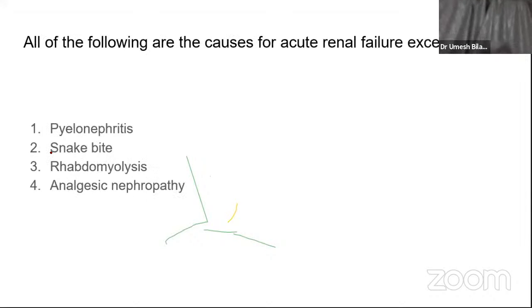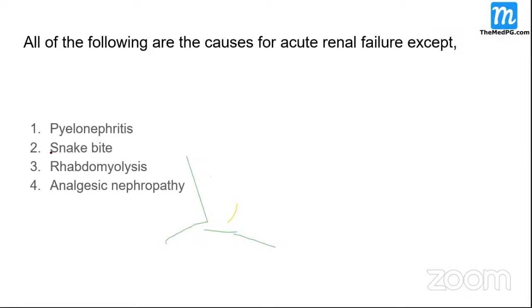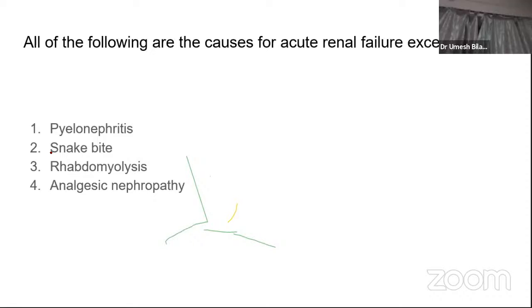Actually, I will put some simple questions so that you people get interested. Suddenly, one simple question. All of the following are causes of acute renal failure, except: snake bite, pyelonephritis. So snake bite, will it cause renal failure?